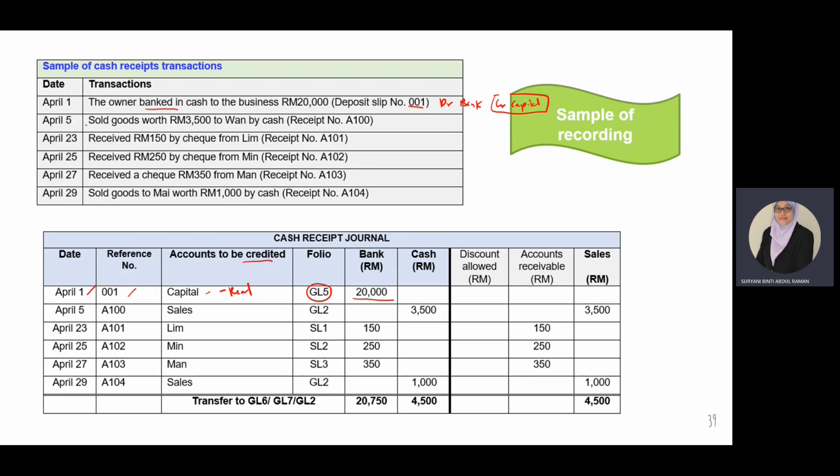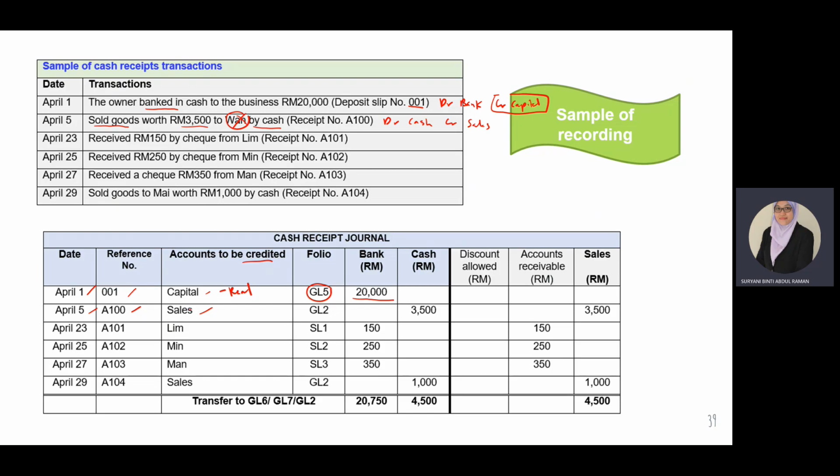Okay, next, April 5, sold goods worth 3,500 to Wan by cash. So there is a cash inflow here. Record the date, the reference number, and the account to be credited. Why sales? Because when you make cash sales, you debit cash because you receive cash, and you credit sales. You cannot credit Wan because Wan is not owing to us. Okay, she paid by cash immediately. So the credit account will be sales.